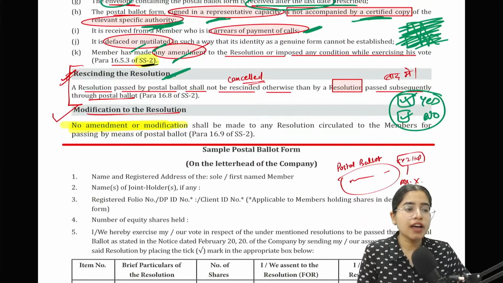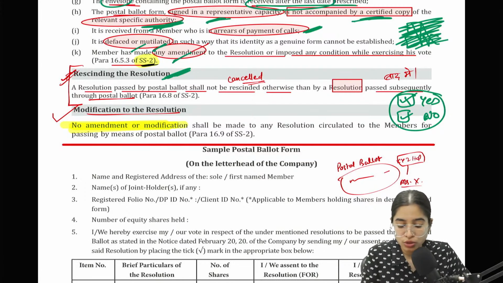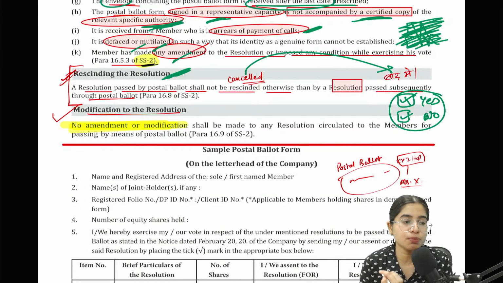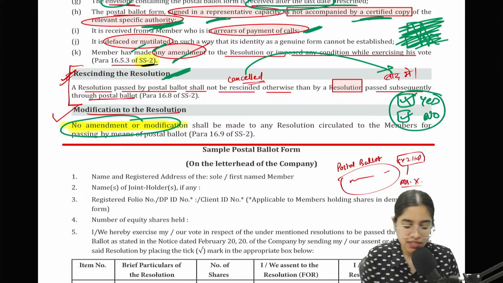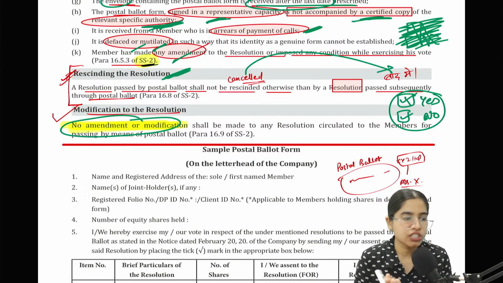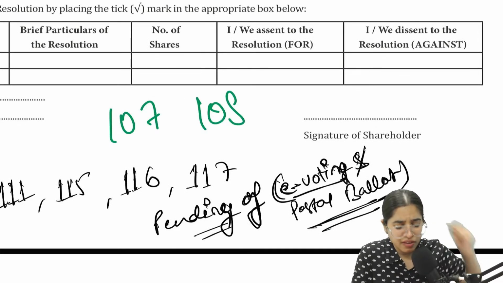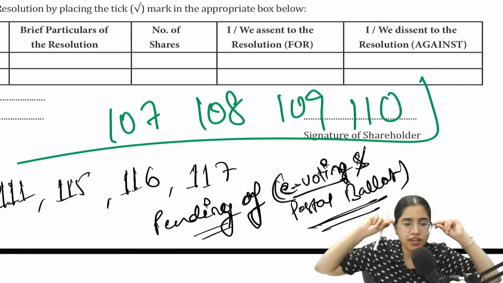A resolution passed through postal ballot cannot be cancelled, but it can be cancelled only through another postal ballot. So if you want to cancel any resolution which is passed through postal ballot, it can be cancelled only through another postal ballot. And once the resolution is issued in the ballot paper, no modification or amendment can be done. So this is all about ballot papers, and we are done with sections 107, 108, 109, 110. We are done with section 110.